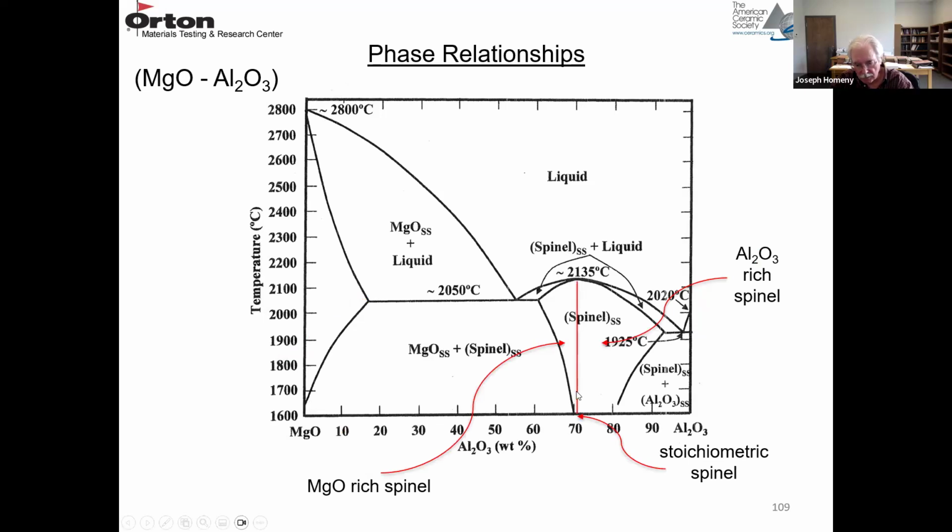So I put this red line in here. That's stoichiometric spinel. So if you have an alumina-rich spinel, you're going to be in this part of the phase field. If you have an MgO-rich spinel, you're going to be in this part of the phase field. So you can see this is to the left of stoichiometric spinel, so it has to be MgO-rich. And then this phase field is to the right of stoichiometric spinel, so it has to be alumina-rich.